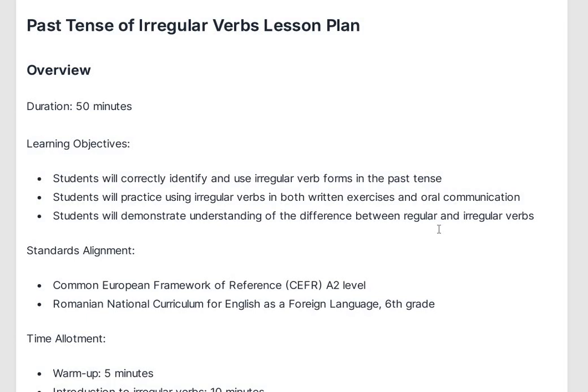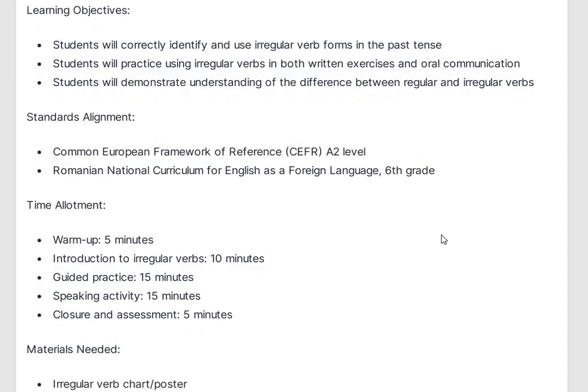Standard alignment. Common European Framework of Reference. Time. Warm-up 5 minutes. Introduction to irregular verbs 10 minutes. Guided practice 15 minutes. Speaking activity 15 minutes. Closure and assessment 5 minutes.